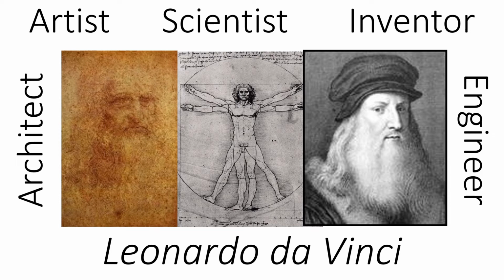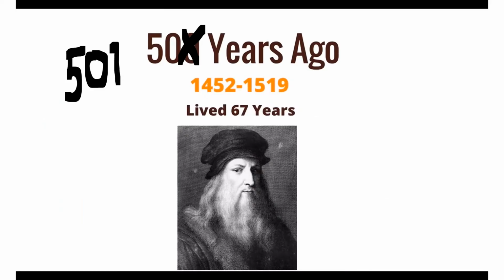So here's a little bit of background history on Leonardo da Vinci. We're talking about somebody who lived over 500 years ago, 501 years since he died actually, and he was 67 when he died. He lived from 1452 to 1519, so a very, very long time ago.